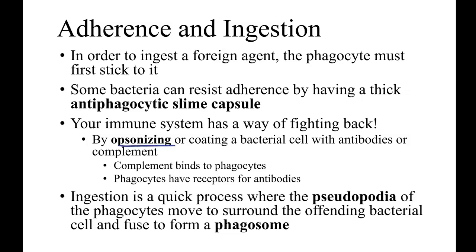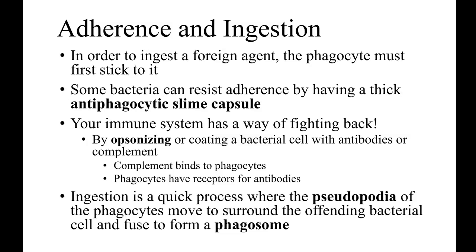Opsonizing is also another term. So opsonization means that we're going to coat something. So if the immune system coats that bacterial cell with complement and antibodies, then those phagocytes are going to be able to stick to it. So those phagocytes are going to have receptors for those things so that it can actually bind to that bacterial cell. Now, ingestion is probably the quickest part, where it's going to surround that pathogen with a fake foot that we call a pseudopodia, and then it's going to ingest that cell. It's going to take it in.